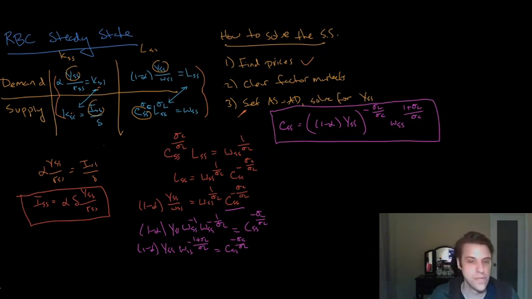Okay. So now we have ISS, we have CSS. And so we go to step 3, which is set AS equals AD. So what does that mean? AS is YSS. Right? The aggregate supply, everything supplied in the economy, is YSS. And aggregate demand is all uses for that, which is going to be CSS and ISS.